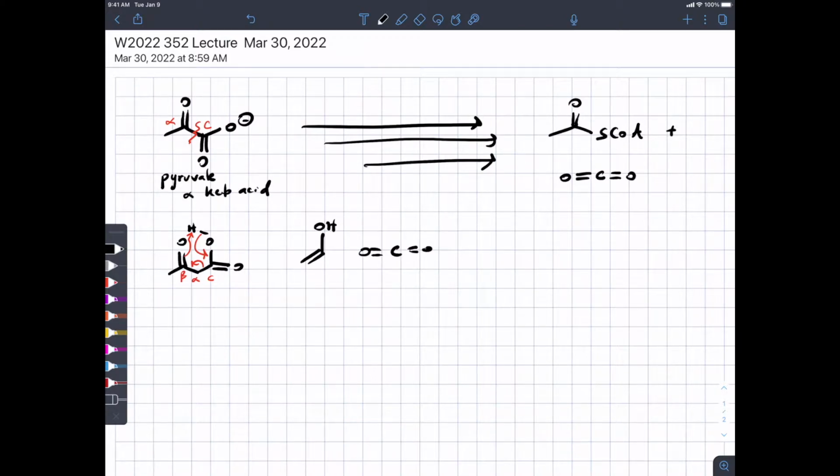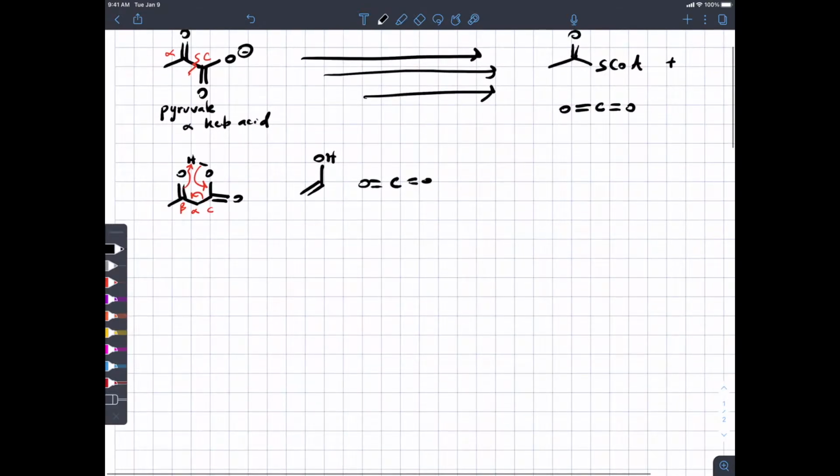And notice that if we tried to push arrows in the same way for the alpha keto acid as we did previously for the beta keto acid, we don't end up with anything that's reasonably stable like this enol. We end up with something else entirely.